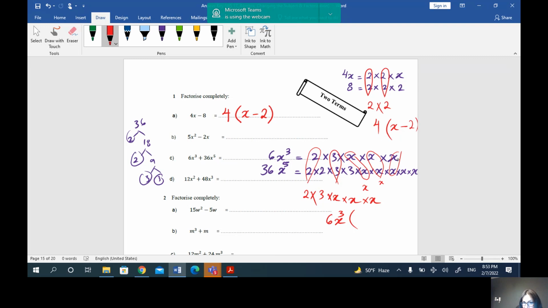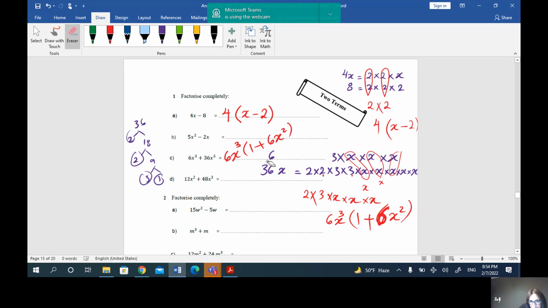Open the bracket. Anything is left here? No. So it will be 1 plus, what is left here? 2. Hey, this is the 2. 2 times 3, so basically it's 6. I had 2 times 3, so it's 6. And then we have 1, 2 x's, so x times x, which is x squared. So the answer here is 6x cubic times 1 plus 6x squared. Let me erase this here.